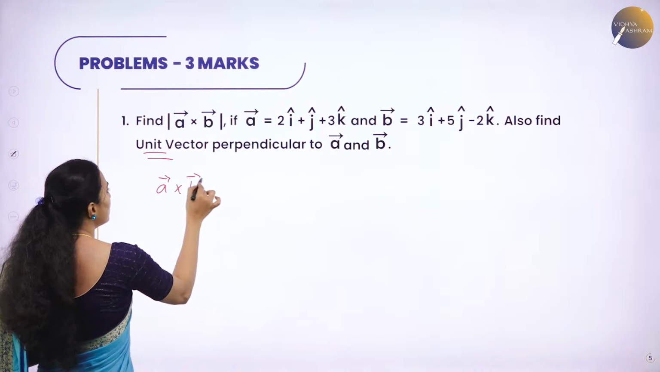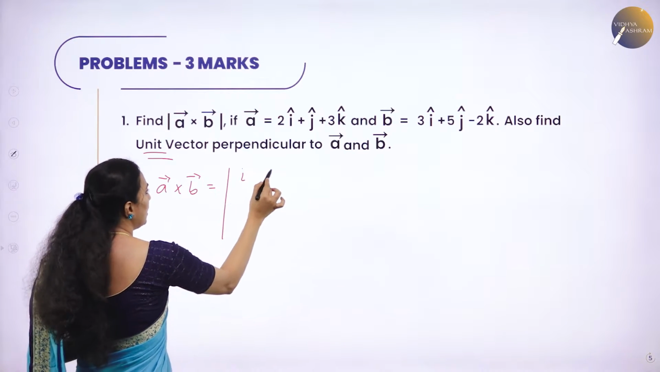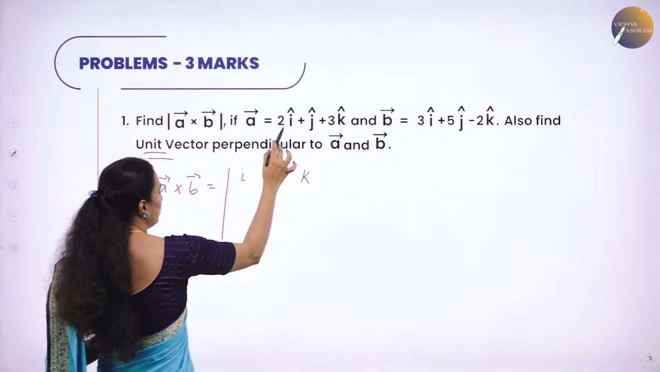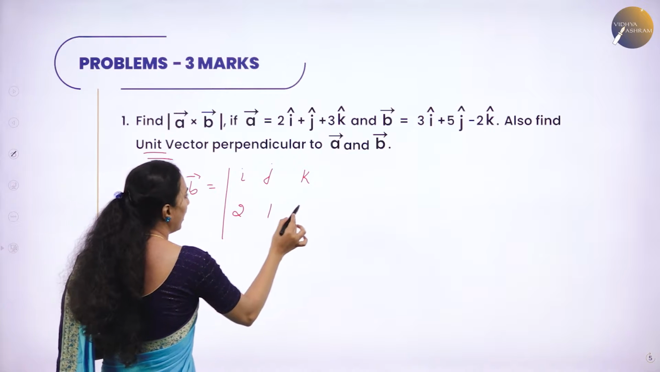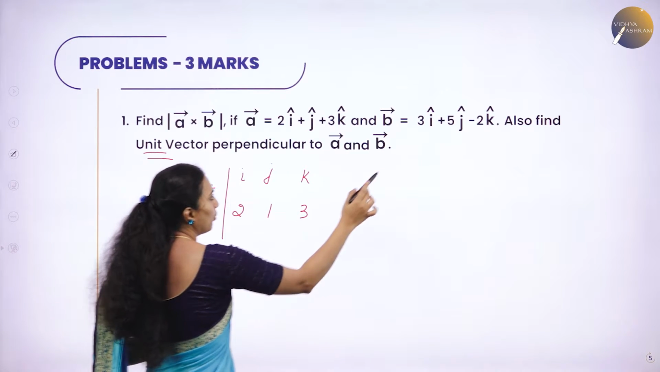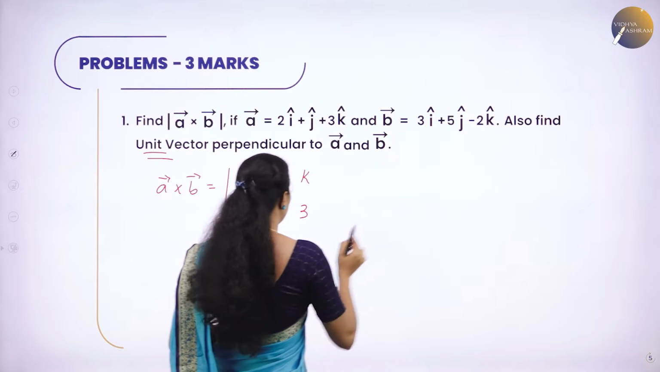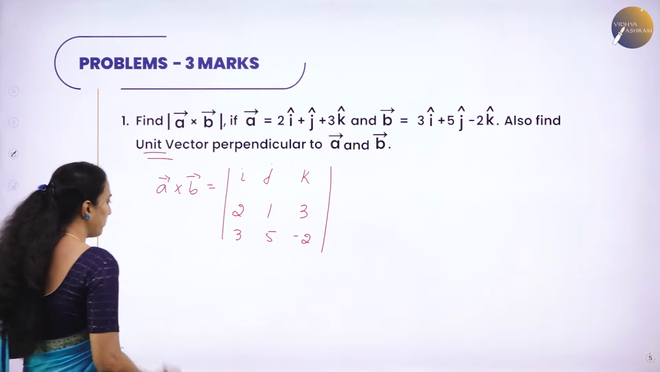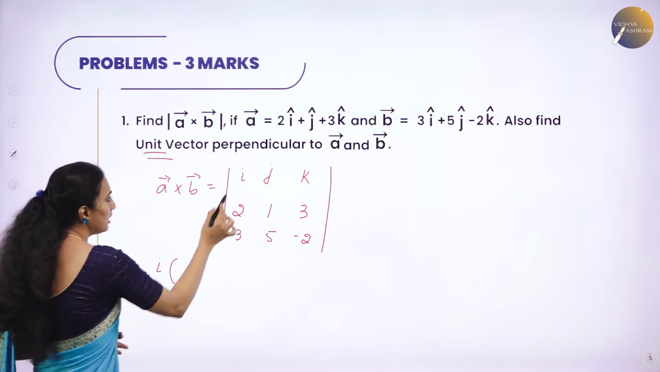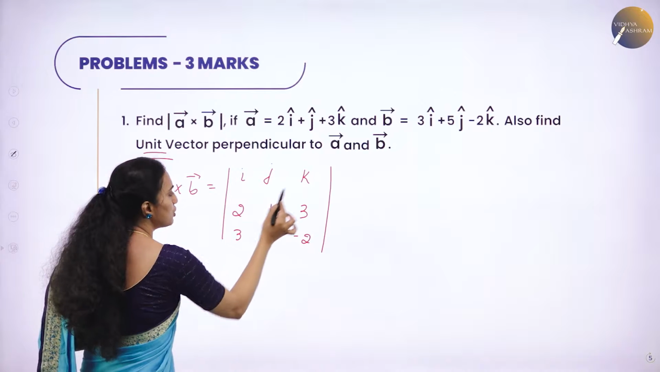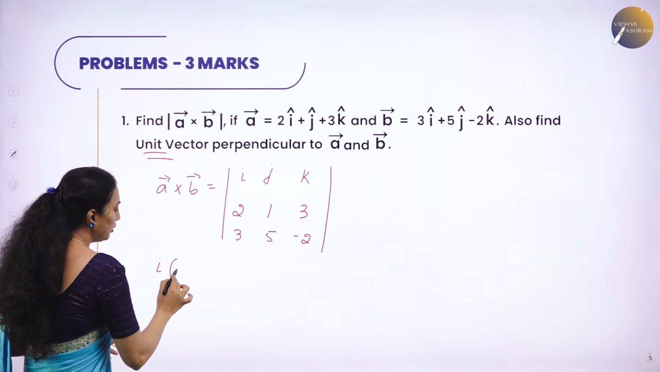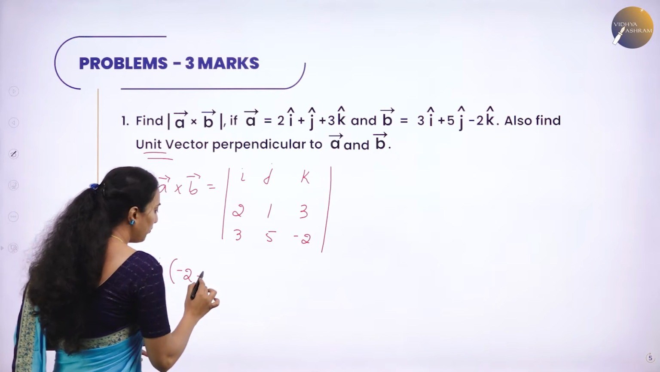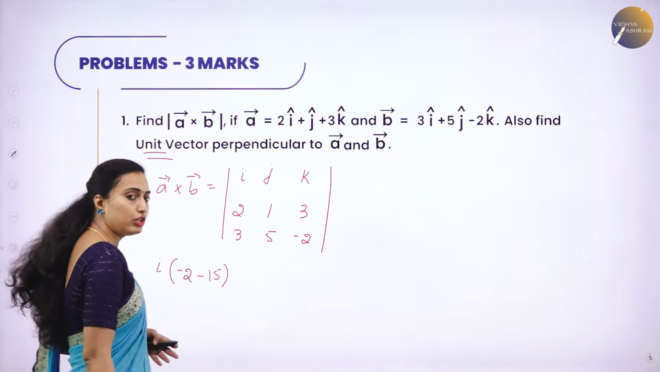How to find it? First you are going to write i, j and then k, and then here write the coefficients of A vector: 2, 1, 3. Then in the next row write the coefficients of B vector: 3, 5, minus 2. Now expand this. If you expand, you are going to get i into, leaving the first row and the first column, 1 into minus 2, which is minus 2. Again, you take the minus symbol, 5 into 3, which is nothing but 15. I hope you understood that step.